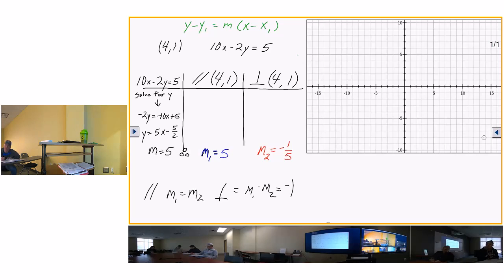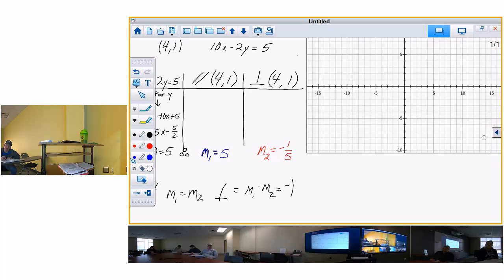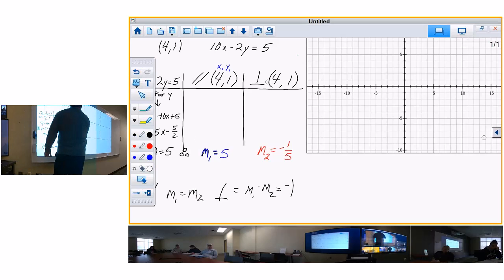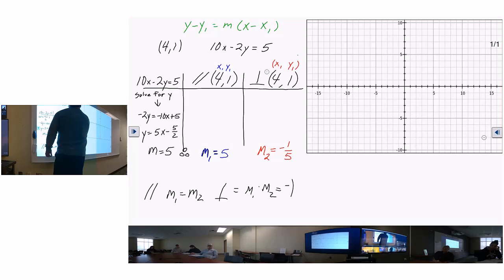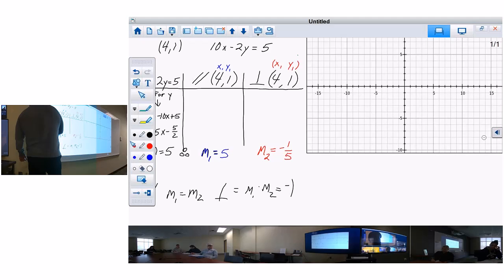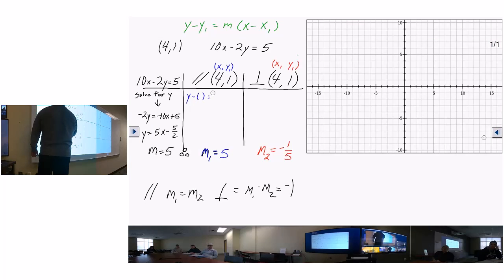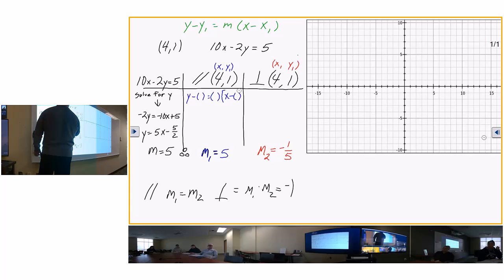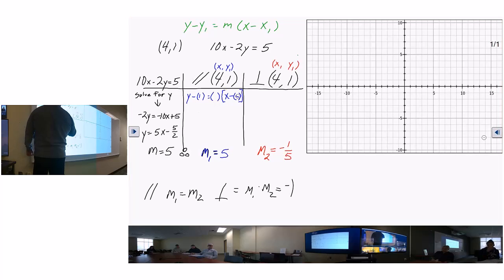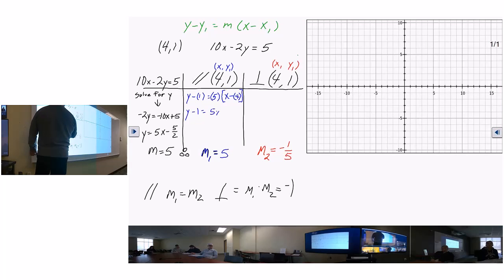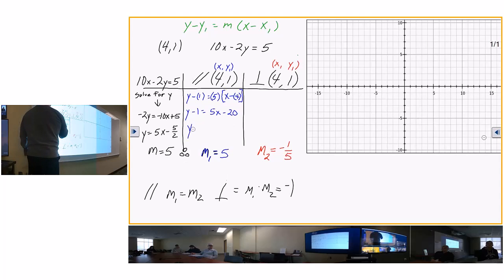So here we go. Which way do we read? Left, right. This is x sub 1, this is y sub 1. X sub 1, y sub 1. So y minus parentheses equals m times x minus parentheses. Y minus 1, 4, and 5. Y minus 1 is equal to 5x minus what? 20. Y is equal to 5x minus what?